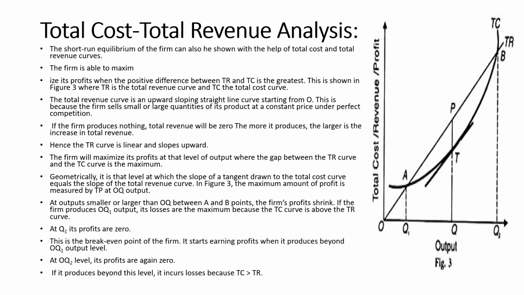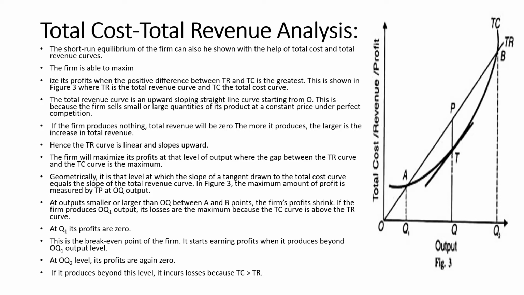Here the total revenue curve, as you could see in the figure, is upward sloping. It's a straight line, and this is because a firm could sell small or large quantities of its product at a constant price under perfect competition. Now, if the firm produces nothing, total revenue would be zero. The more it produces, the larger the total revenue would be. So the revenue depends upon the production. How much you produce would determine your total revenue in perfect competition.